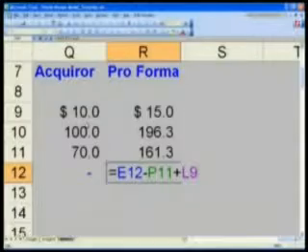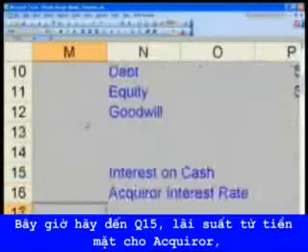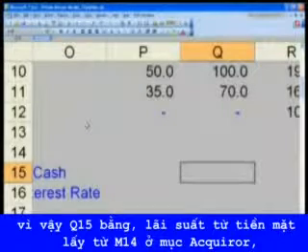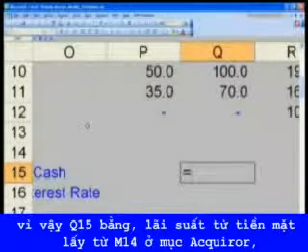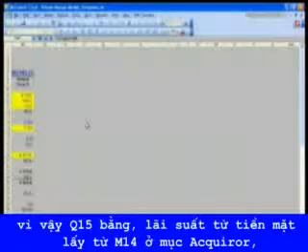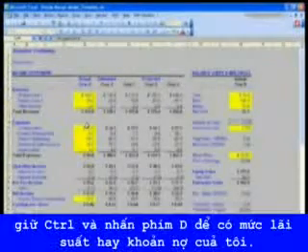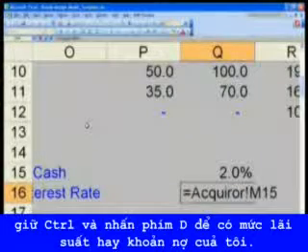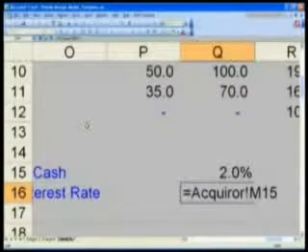Let's now go to Q15, our interest on cash for the acquirer. Equals the acquirer tab M14. Interest on cash, and Control D that to get my interest rate on my debt. Let's now slap our income statements together.